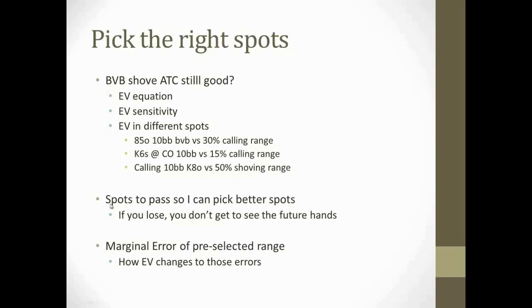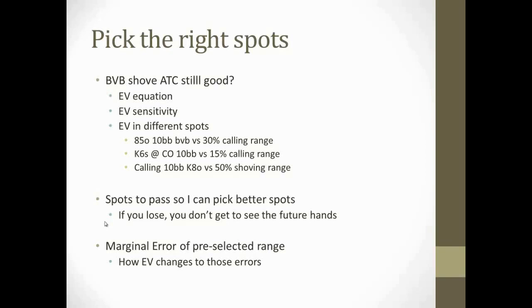Okay. The second point is the spot to pass, so I can pick a better spot. The main thing is, if we lose, we don't get to see the future hands. So for example, blind versus blind. If I fold blind versus blind in the small blind, we have 9 hands to pick up a hand and double up from there, or we can call a shove when we hit the big blind. So if we just shove and get called, even though it's plus EV, we don't get to see the future situations.